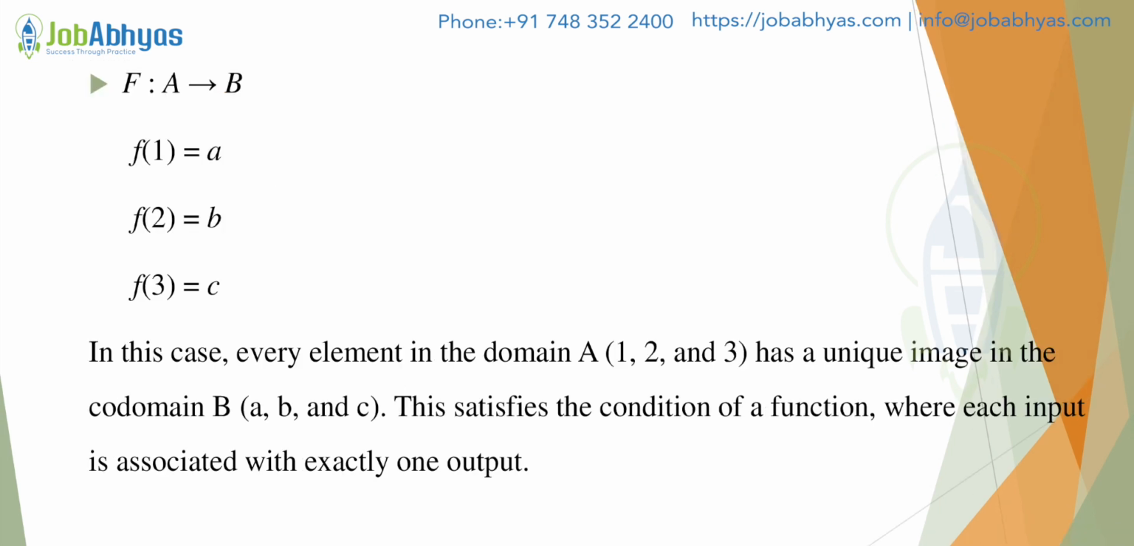f is from A to B. f of 1 is equal to a, f of 2 is equal to b, f of 3 is equal to c. In this case, every element in the domain A, that is 1, 2 and 3, has a unique image in the codomain B, that is a, b and c. This satisfies the condition of a function where each input is associated with exactly one output.